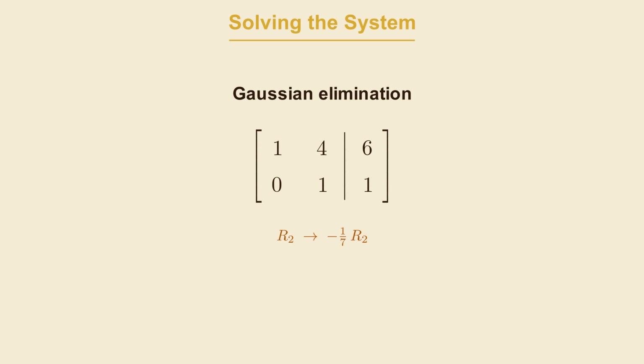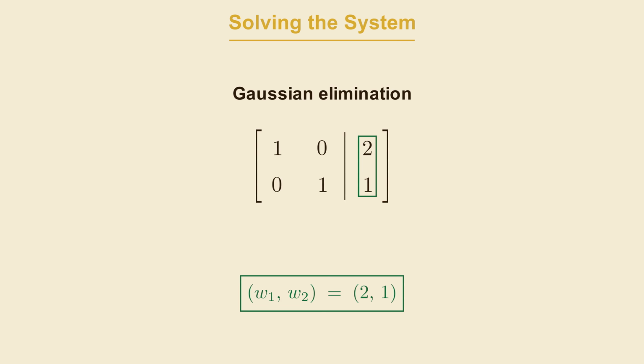The last step is to eliminate the 4 above the second pivot. Replace the top row with the top row minus 4 times the bottom row, and the top row ends up at 1, 0, 2. We end up at reduced row echelon form, with the identity on the left and the column 2, 1 on the right. So we know W1 equals 2 and W2 equals 1. The critical point is W1 equals 2 and W2 equals 1. So we have a candidate where we could potentially maximize our utility.